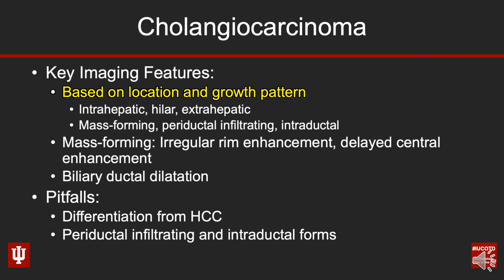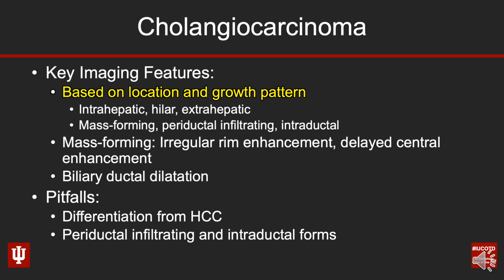So in summary, cholangiocarcinomas are rather varied depending on its location and growth pattern. They're generally divided into intrahepatic, hilar, or extrahepatic for location, and growth patterns include mass forming, periductal infiltrating, and intraductal forms. This case was a mass-forming, intrahepatic cholangiocarcinoma and demonstrated characteristic features of irregular rim enhancement with delayed central enhancement, satellite nodules, and no central necrotic or cystic change.